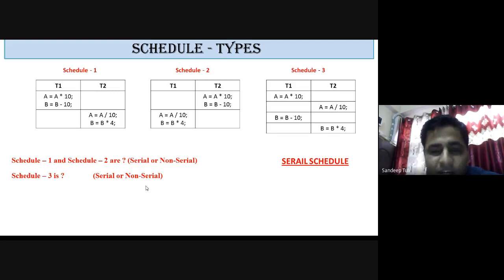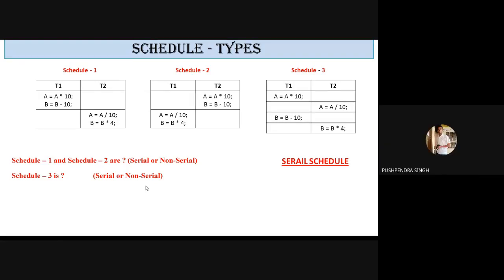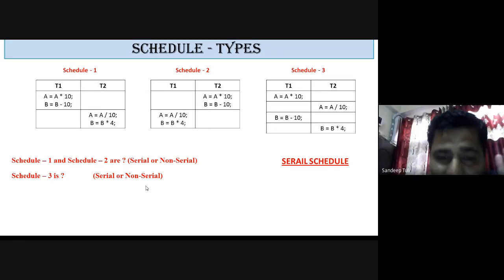In this you are also seeing that transaction T2 executes completely. Both statements of transaction T2 are executing and then T1 starts. So it is again a serial schedule actually. Okay, Pushpinder, is it clear now? Yes, sir. Anyone else have any doubt in this? Please raise your questions right now, otherwise later on there will be an issue.